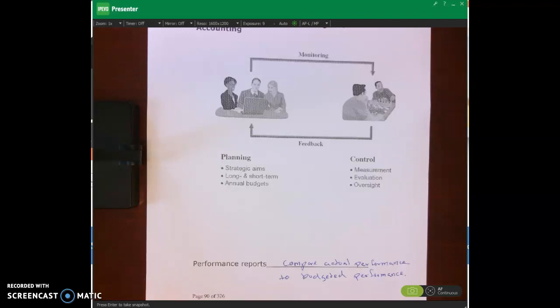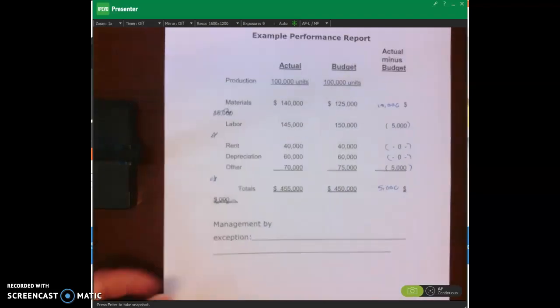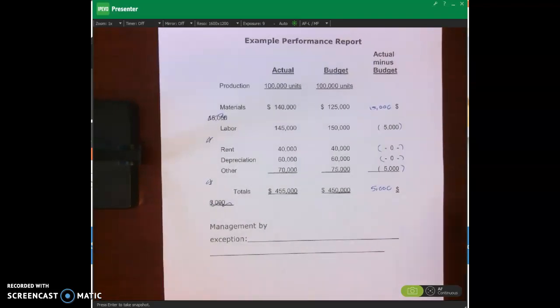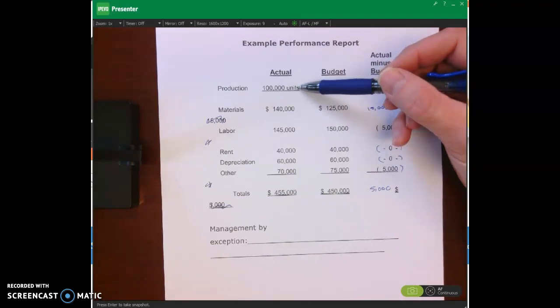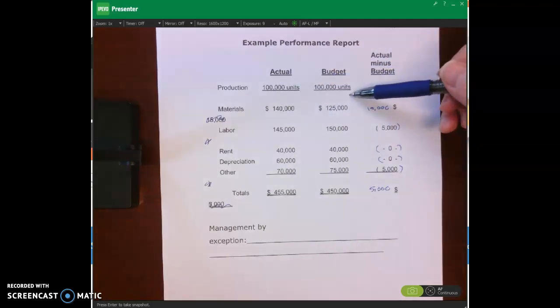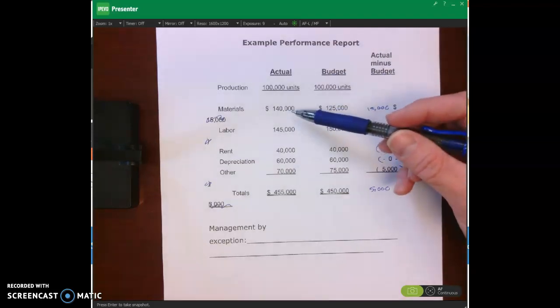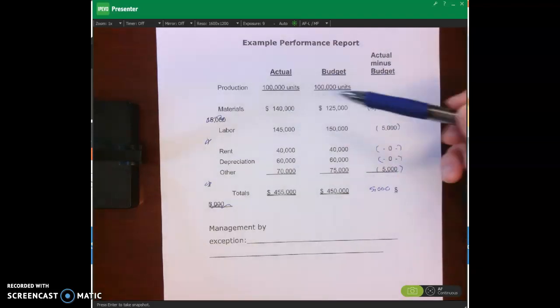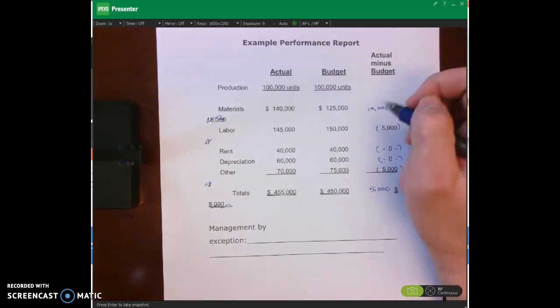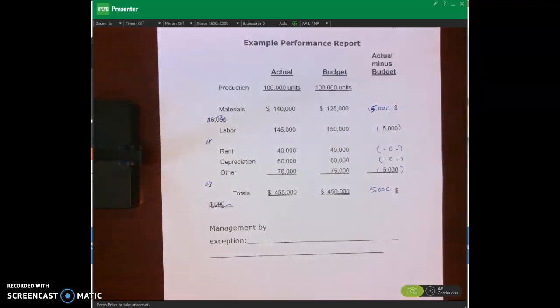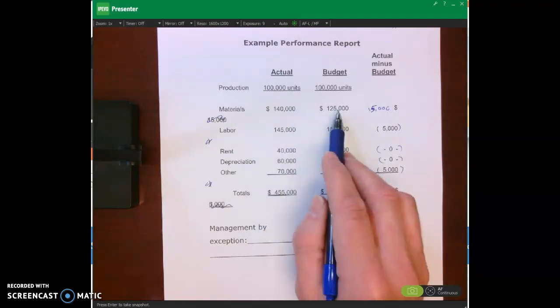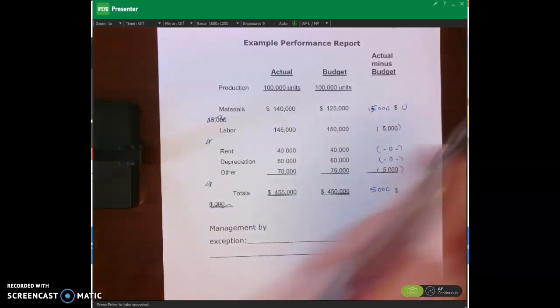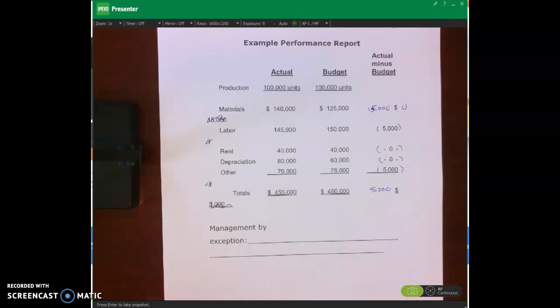So if we look on this next page, we have an example performance report right here, where we have our production. Our actual production is 100,000 units. We anticipated having 100,000 units. Then we have our materials cost of 140,000, budgeted 125,000, and then we can see a difference of $15,000, right? And if we look at this in terms of cost, our actual cost is higher than our budgeted. That's going to be an unfavorable variance. U for unfavorable.